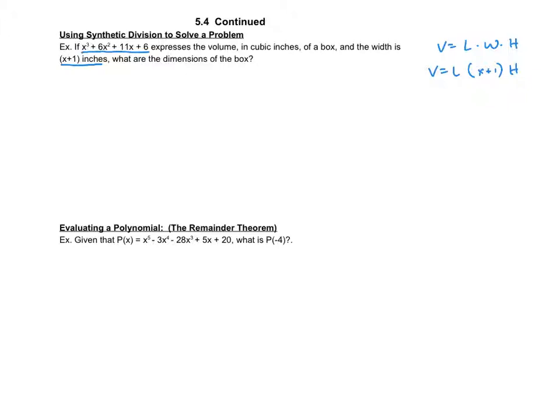Well, I know that if I divide the entire volume expression by x plus 1, I will divide the width away. So again, x plus 1 equals 0, or x equals negative 1. So I'm going to divide by negative 1. That's the value of x. And looking at my equation, I have all my degrees accounted for: 3, 2, 1, 0. So my coefficients are 1 for x to the third, then 6x squared, then 11x, and 6.